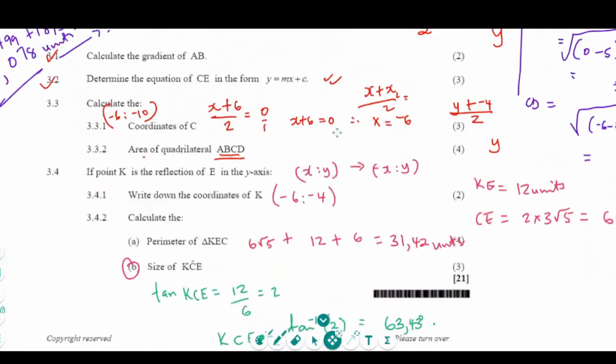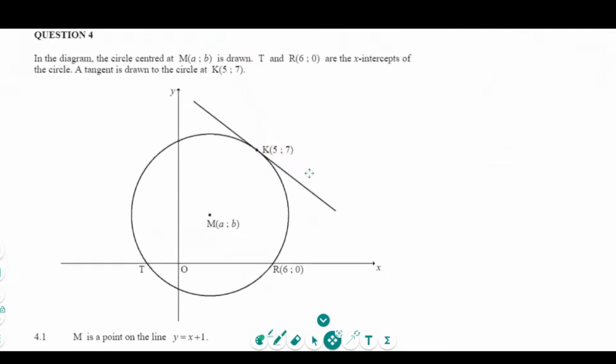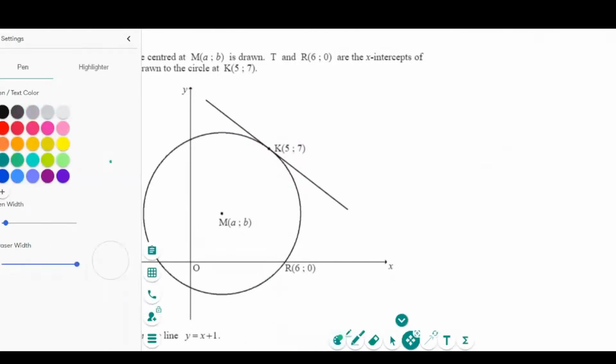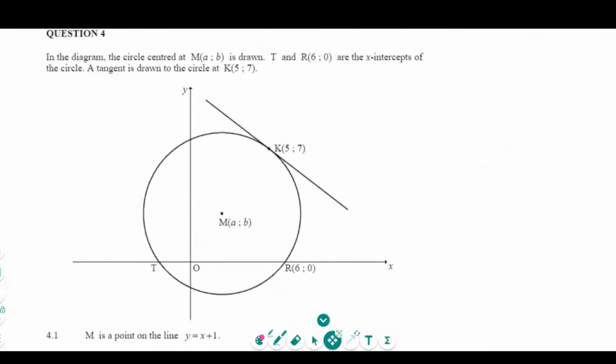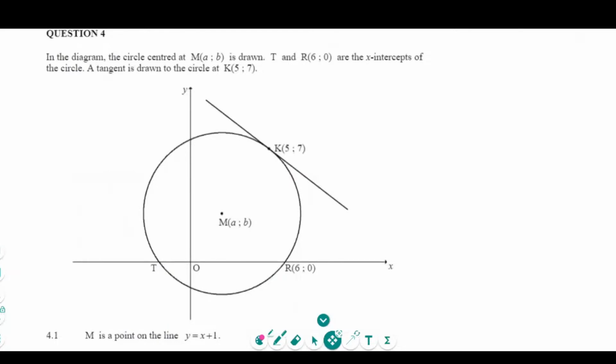Yo, it's messy. Okay, then question number 4. They are telling us that in the diagram, there's a circle that is centered at M. So circles are normally named after their centers. So this is circle M, where we have A and B, and then we have T that is given, and then R is 6 and 0, the x-intercepts of the circle, and there's a tangent at K. Yeah, pretty much, we have that, good.